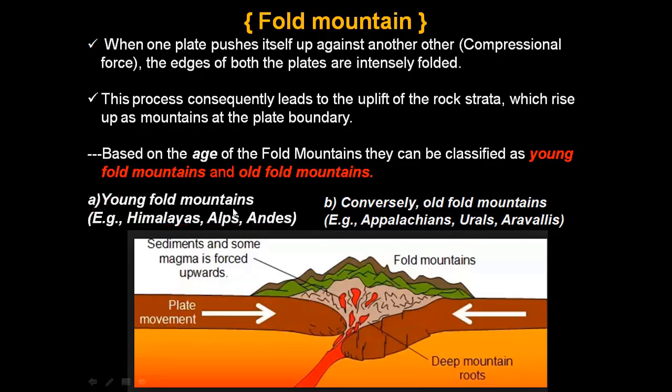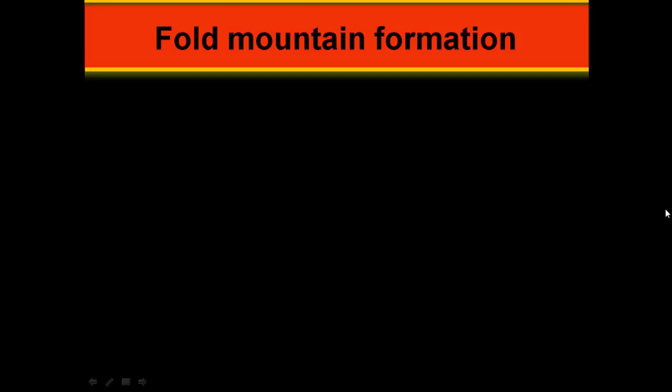Himalayan mountain ranges are recently formed. They are about 30 to 40 million years old. And old fold mountains are considered to be geologically about 1000 million years old. Now we'll understand with the help of a video clip how fold mountains form.